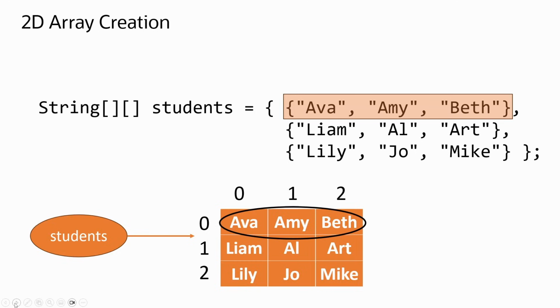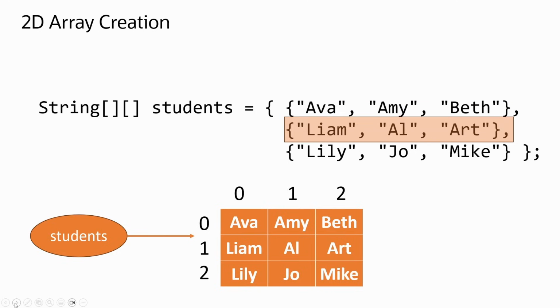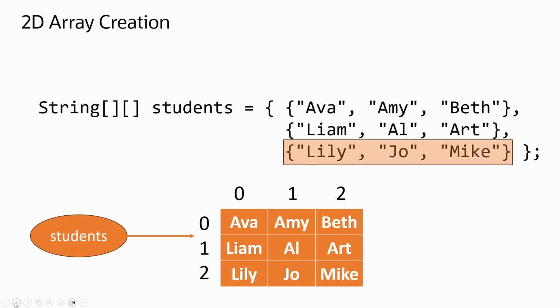So that first array is this first array at row 0, Ava, Amy, and Beth. Then we have Liam, Al, and Art, and they are the second array being stored in the two-dimensional array. And then Lily, Joe, and Mike are the third array. So each row is an array of elements.